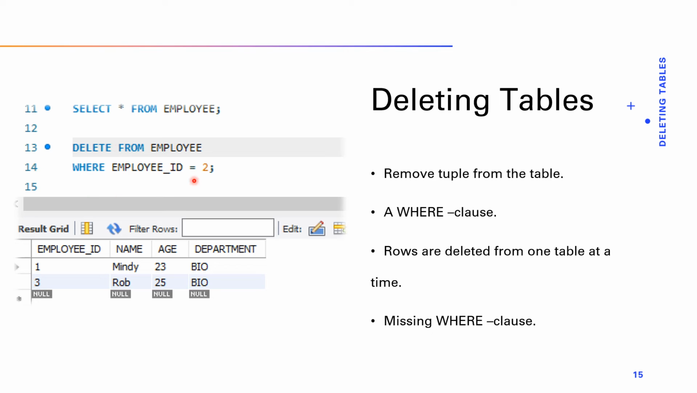After writing this query, I will select all from employee. As you can see, we can only see these two employees with the employee ID 1 and 3. We don't see the employee with the ID number 2 as we have deleted that from the table. However, it is important to keep note that if where clause is missing, all the information in the table will be deleted. If the where clause is missing, like here, suppose this is not mentioned, the whole table will be deleted. All the rows of the table will be deleted.